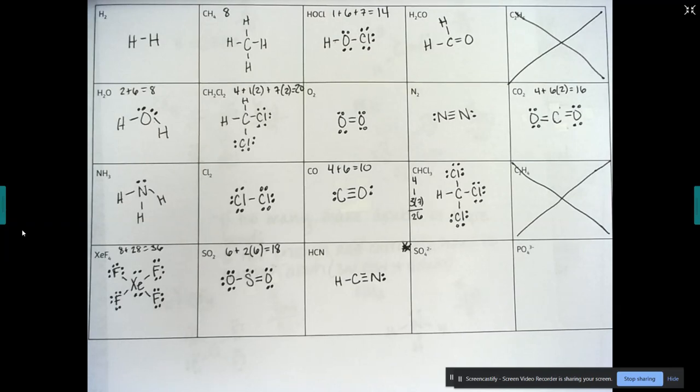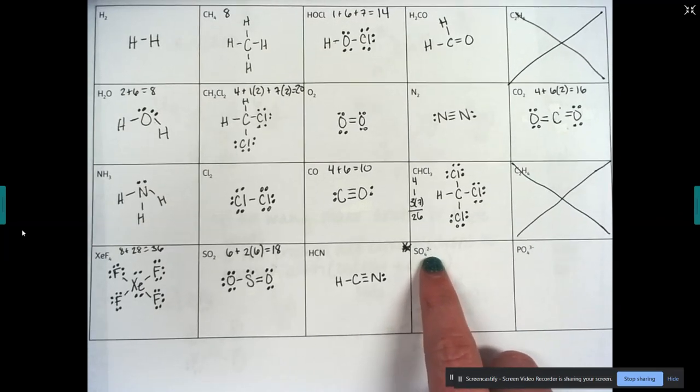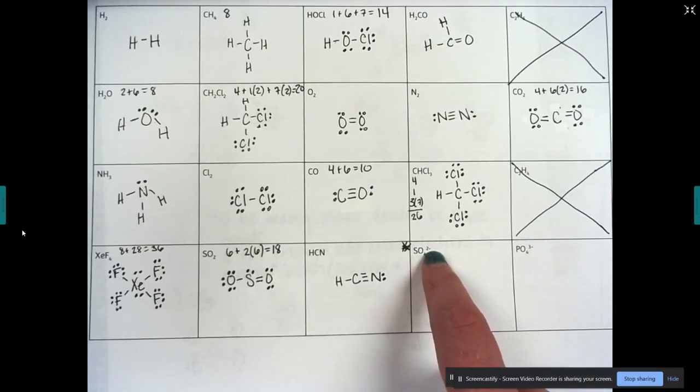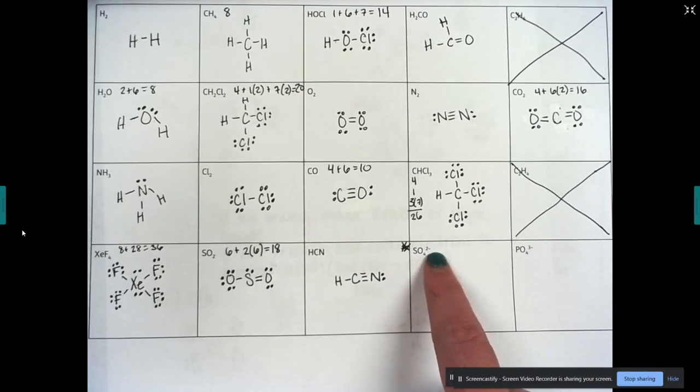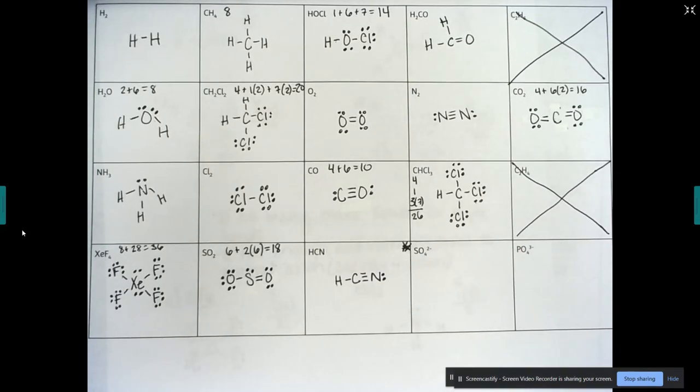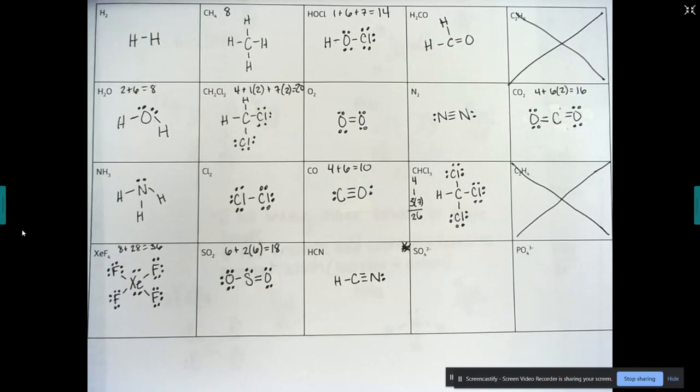On this, what you have to do is count up your valence electrons, but then you have to add that many to it. Like add 2 extras, add 3 extras, even if it's a negative. Yeah, because negative means adding.